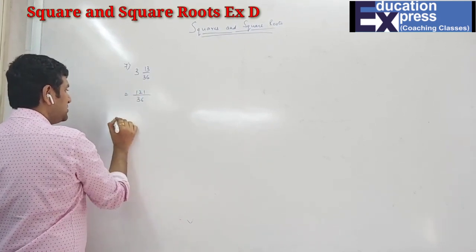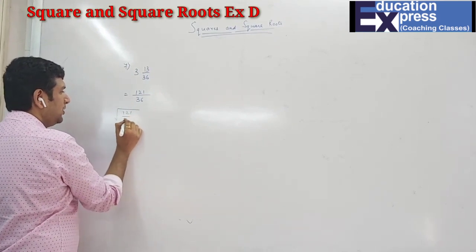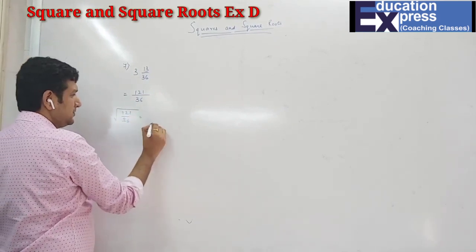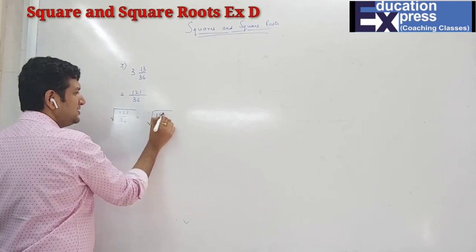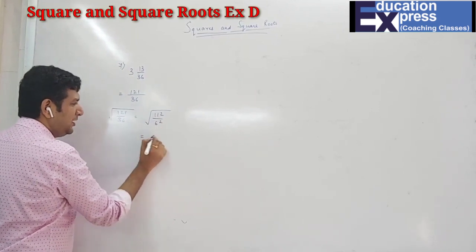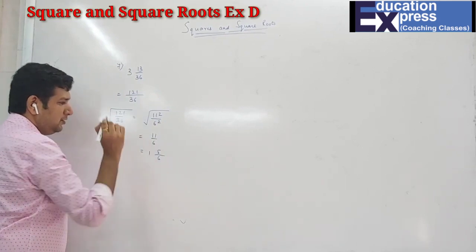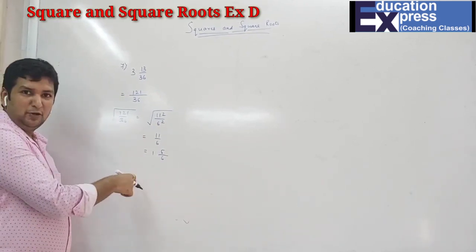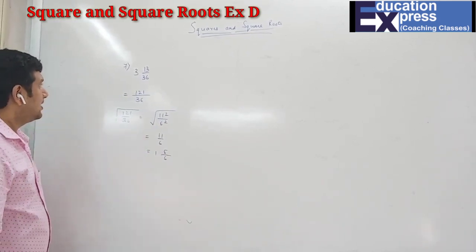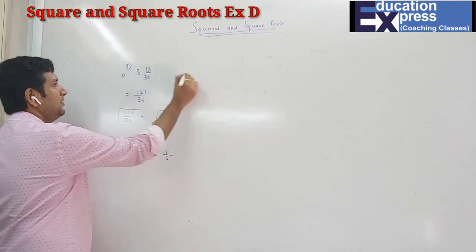I have to find the square root of 121 upon 36. Now students, you know how simple it is. That is 11 square and 6 square. So when you take the root, the answer is 11 upon 6. The mixed fraction will be 1, 5 upon 6. That was the first part of 7. Now the second part.